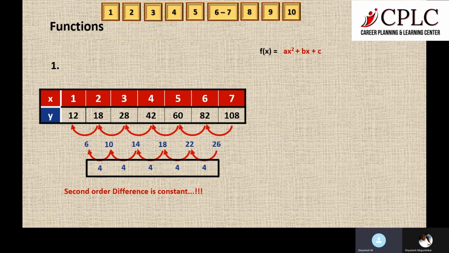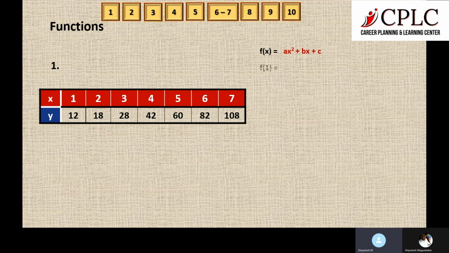So substitute x as 1 here. The expression will be a plus b plus c, and for that the value of y is 12. Similarly, when you substitute x as 2, the expression will be 4a plus 2b plus c, and for that the value of y is 18. And because we have the third variable as well, we'll require the third equation as well.